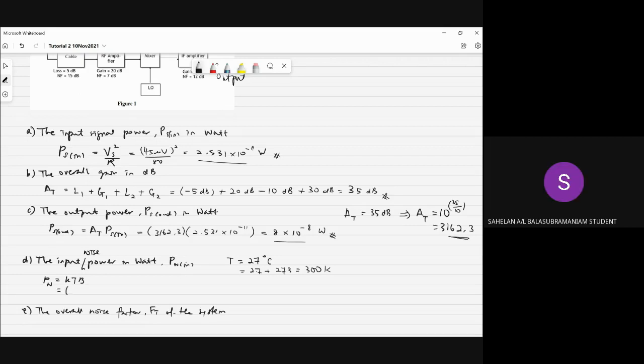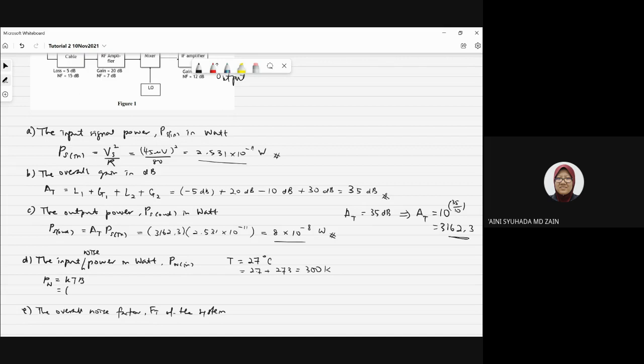Madam, sorry, madam. Yes. Is it a must to be in Kelvin? Yeah, it should be in Kelvin. So if you are using this noise power, then the value of the temperature should be in Kelvin.